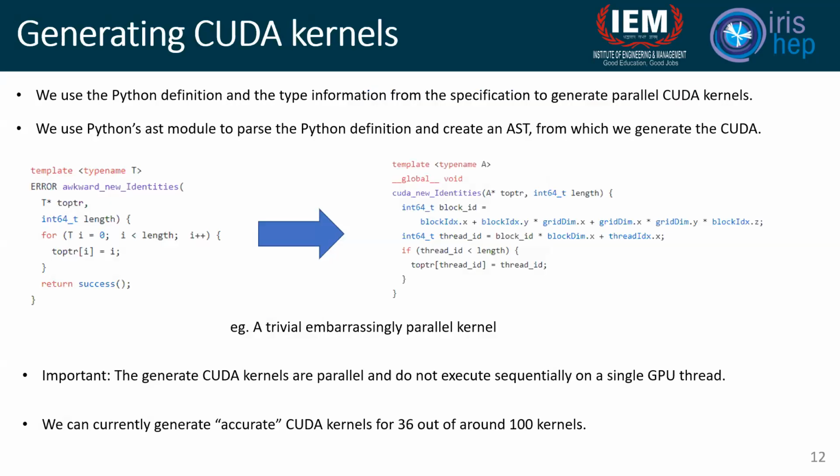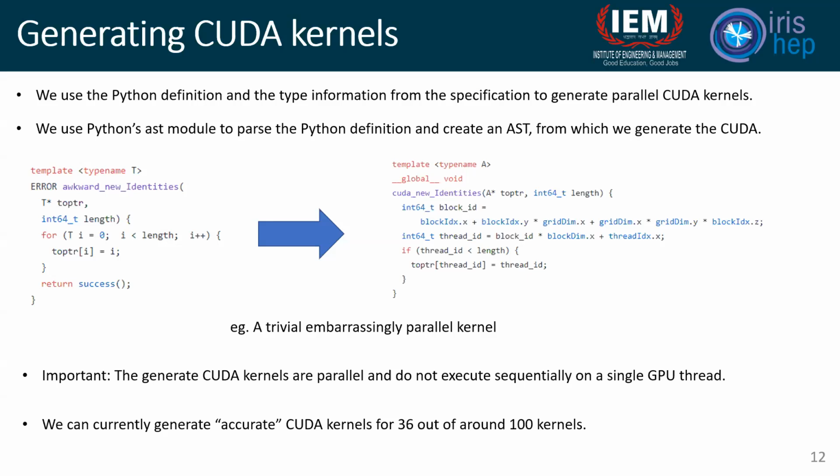So we get to how we generate the CUDA kernels from the specification. The primary thing we use to get the CUDA kernels is the Python definition and the type information from the specification. So we take this Python definition that we have, we use Python's AST module to parse the Python definition and create an AST from it. Then we plug in these types that we have picked from the specification, and then we generate CUDA from it.